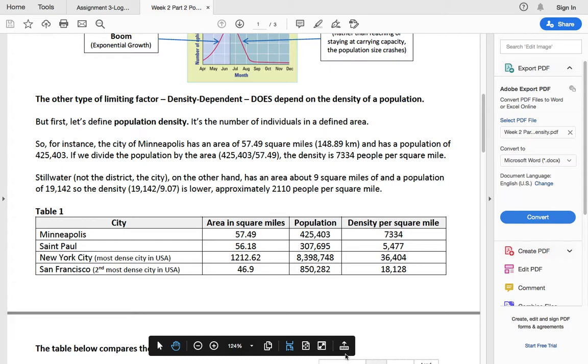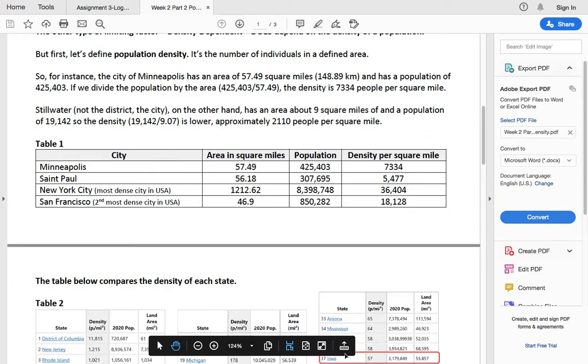Stillwater, for example, the city, has an area of 9 square miles and a population of 19,142. So the density of 19,142 over 9.07 is lower, approximately 2,110 people per square mile. Then we get into a table that shows the square miles, population, and density per square mile of Minneapolis, St. Paul, New York City, and San Francisco.